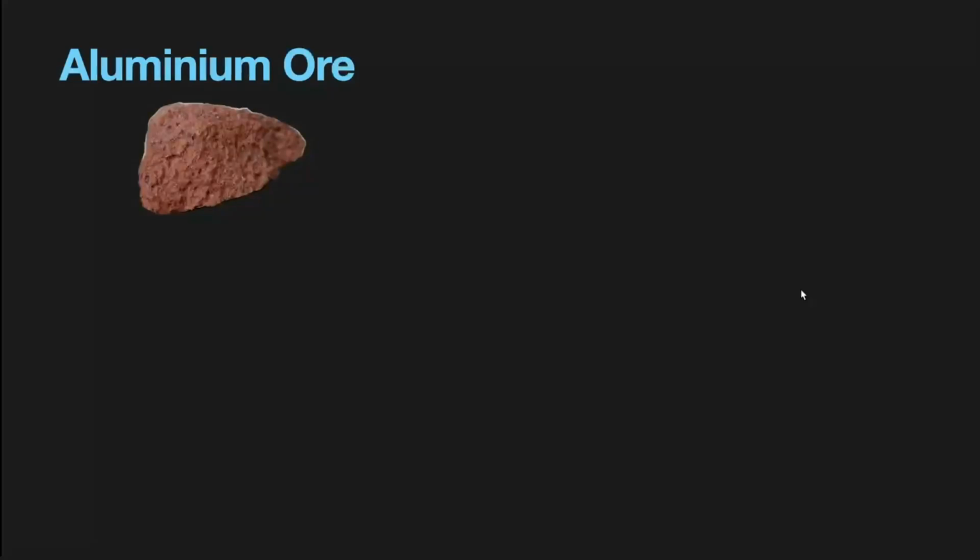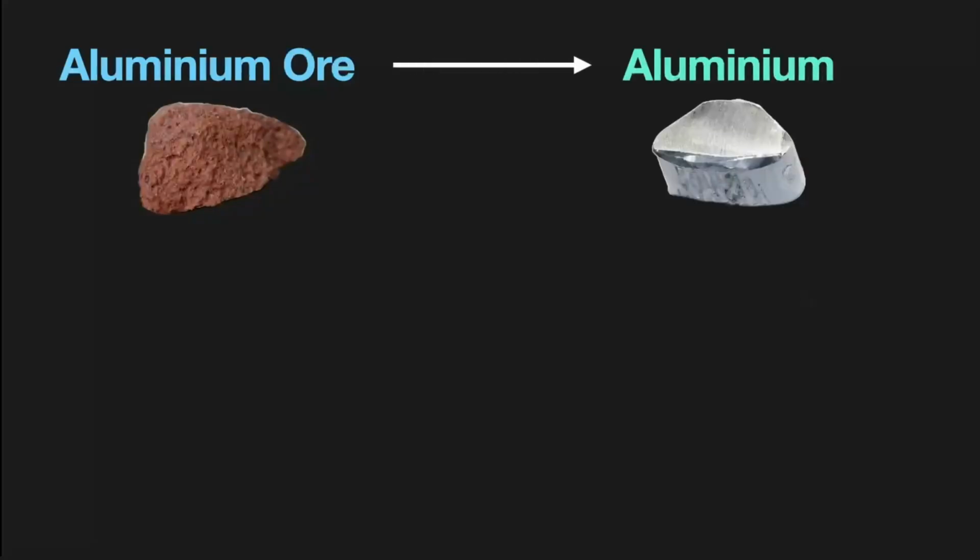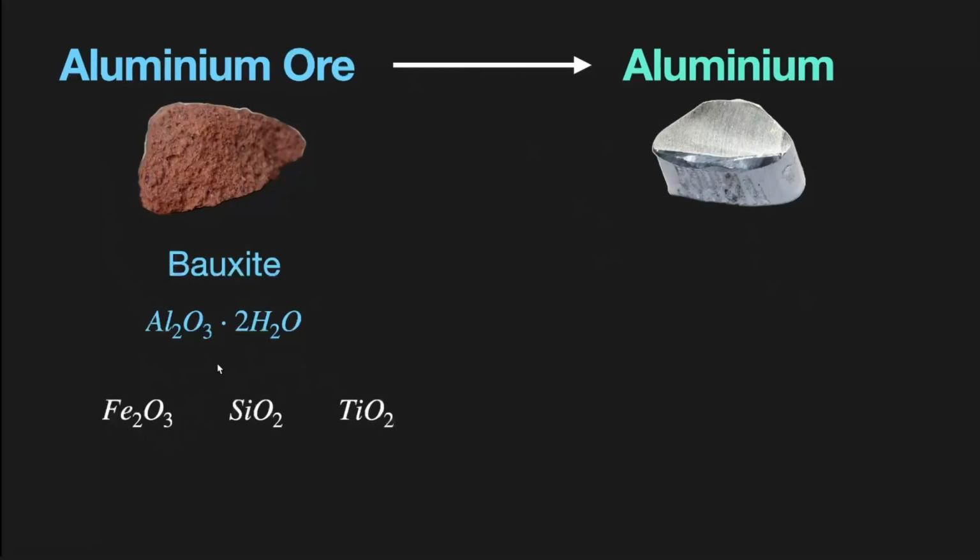In this video, we'll discuss how we extract pure aluminium from aluminium ore. The most common aluminium ore is bauxite. Bauxite is chemically Al2O3.2H2O. Bauxite in nature is found mixed up with a bunch of other oxides, like oxides of iron, silicon, titanium, all mixed together with bauxite.